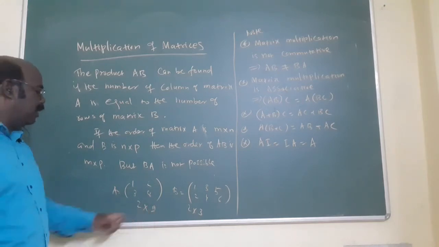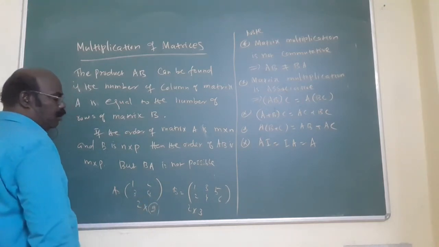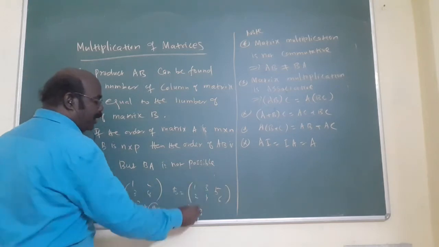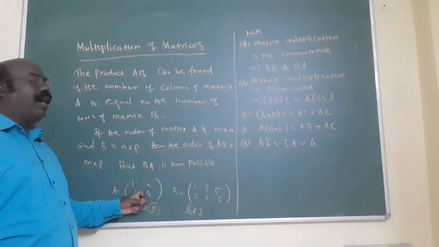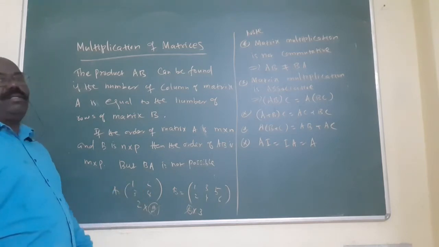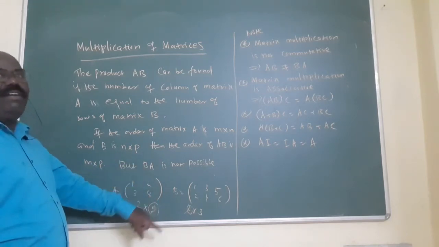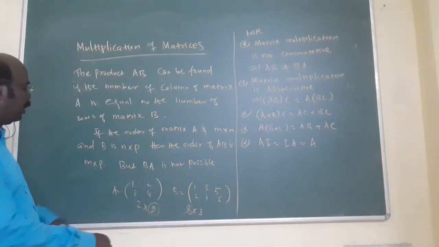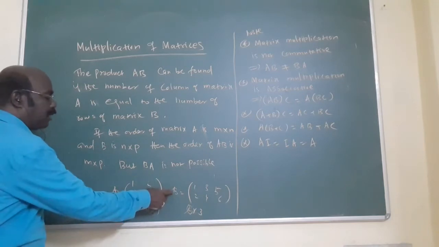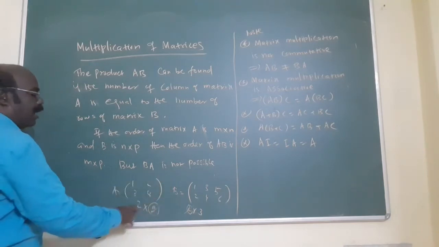Now product AB is possible when the columns of the first matrix equal the rows of the second. A has 2 columns. The row of the second matrix is 2. These will be equal, meaning multiplication is possible. You get the order 2 cross 3. That's important. Suppose the product of A into B is asked, we get the order 2 cross 3.